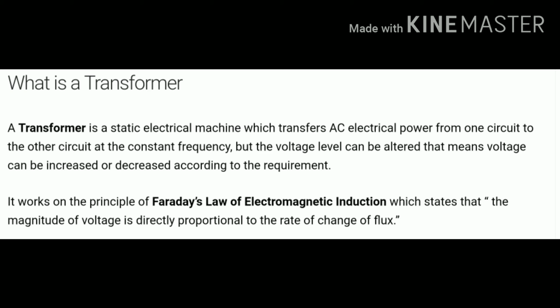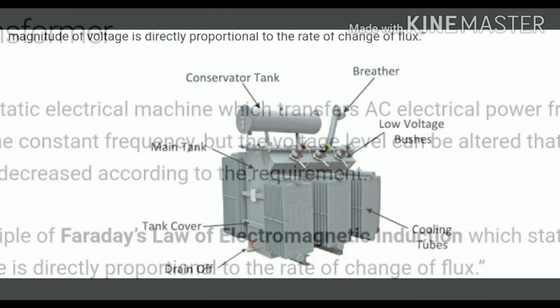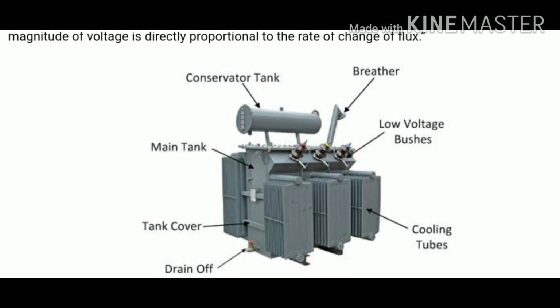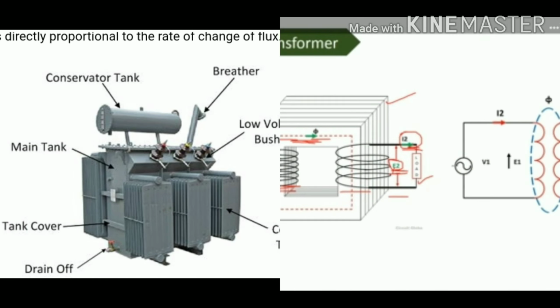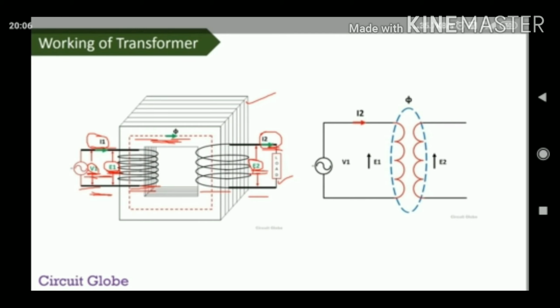So now the parts of the transformer are: tank, breather, main tank, voltage, tank cover, drain, cooling tubes. In this transformer, the conservator tank is filled with oil. Then if the transformer feels that the oil level is down, the conservator provides oil to maintain the level. So that is the working of the transformer.